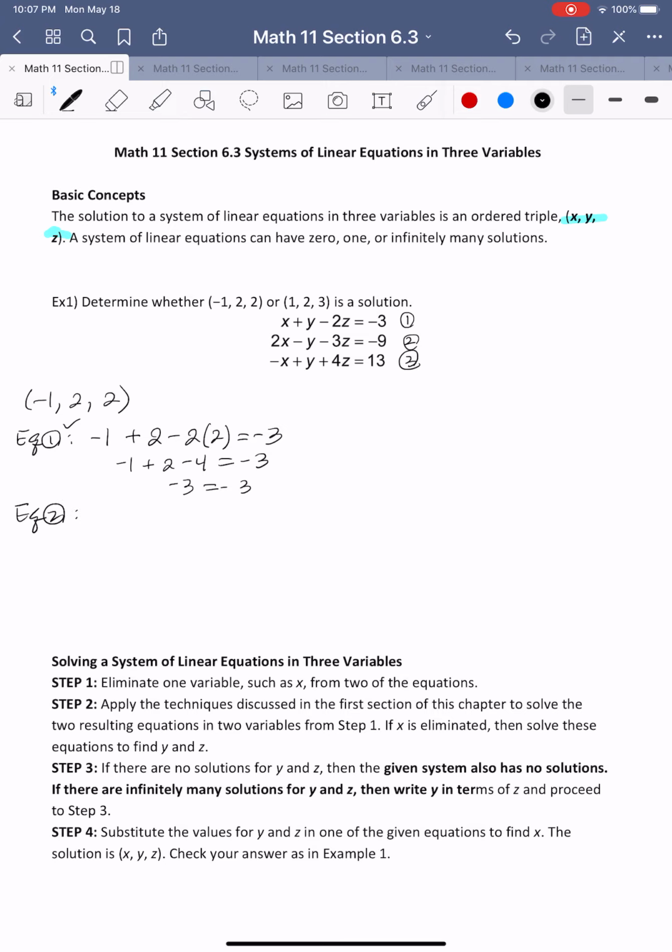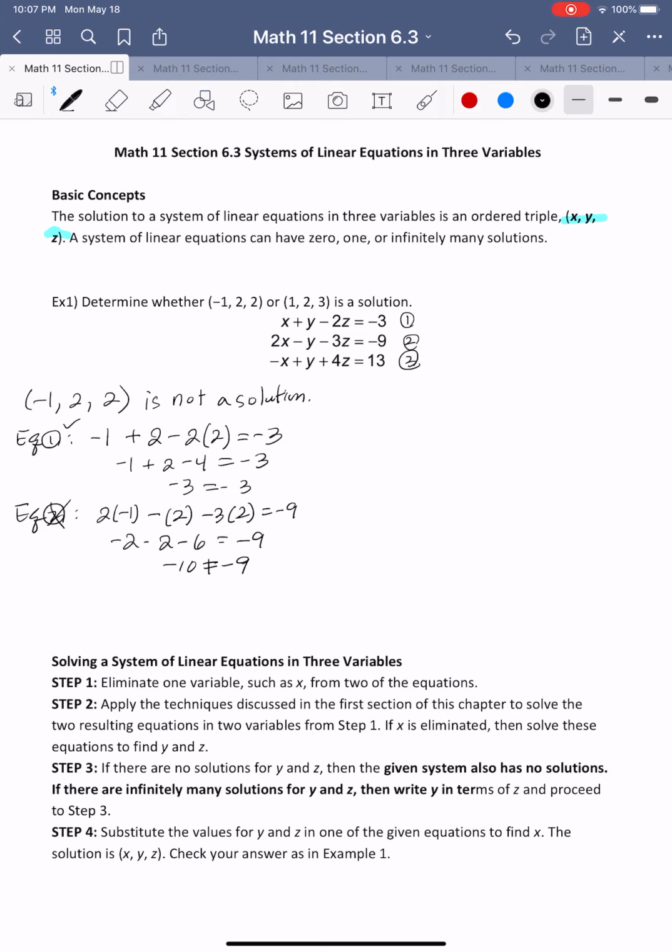Equation 2, 2 times x minus y minus 3 times z is equal to -9. So -2 minus 2 minus 6. But I noticed that this is -10, which is not equal to -9. So it doesn't work with equation 2. So I want to say this is not a solution of the system.